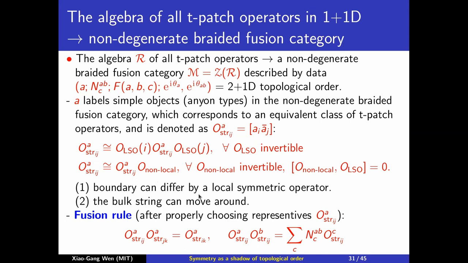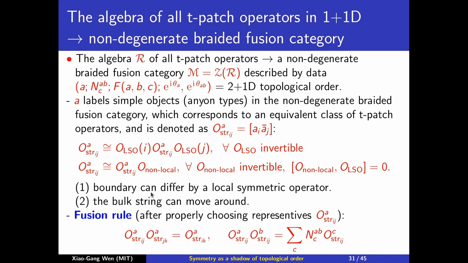As we mentioned last time, for each string operator, the boundary is supposed to be an onion. But we have too many string operators, and we don't have a finite number of onions. The way to make this connection is that we have an equivalence relation among string operators. If the boundaries differ by some local symmetric operator, we say these two string operators are the same, equivalent. Then you only have finitely many equivalence classes of string operators, and these equivalence classes correspond to onions. That's how we get this important data, the onion types, how many types of onion in this braided fusion category, which is basically how many types of string operator up to this equivalence by applying boundary symmetric local operators.